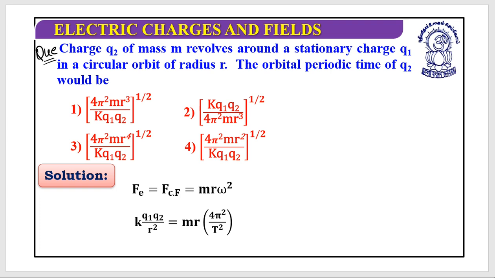Let's look at what they have given: a charge q2 of mass m revolves around a stationary charge, which is at rest, in a circular orbit of radius r. The orbital periodic time of q2 would be, this is what they have asked. What could be done?